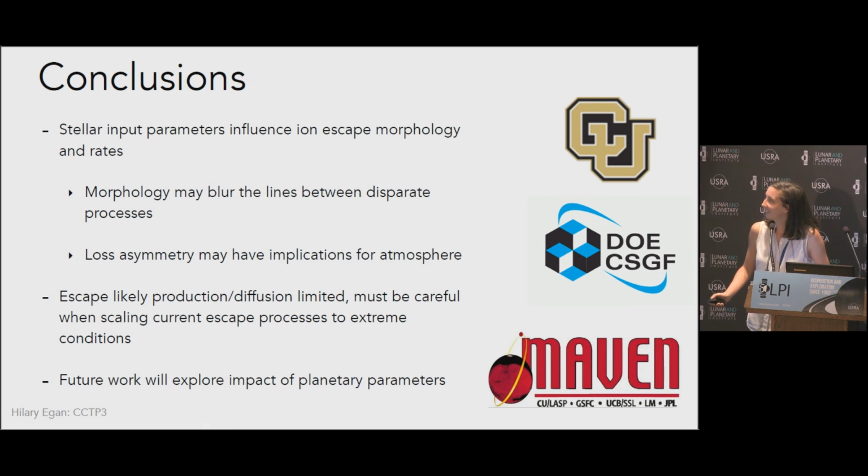Cool. So in conclusion, the stellar input parameters are influencing both the morphology and the escape rates that we see in this simulation. It's important to consider the definitions of our specific processes when we're trying to think about how to transfer things from the solar system to exoplanets. And asymmetry is going to be a big deal, especially in these quasi-parallel cases, which are going to be likely for M dwarfs. And limiting cases are also going to be important, particularly in how ions are produced. And in the future, I'm going to talk about how this will all change when we have magnetic fields at our planet. But for now, unmagnetized. Thanks.